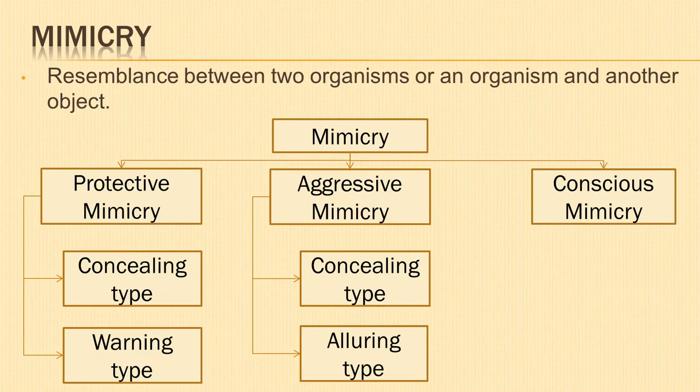Coming to conscious mimicry, certain individuals, on sensing danger from predators, become motionless and pretend to be dead. Example: tenebrionid beetles become motionless and pretend to be dead when they sense danger.